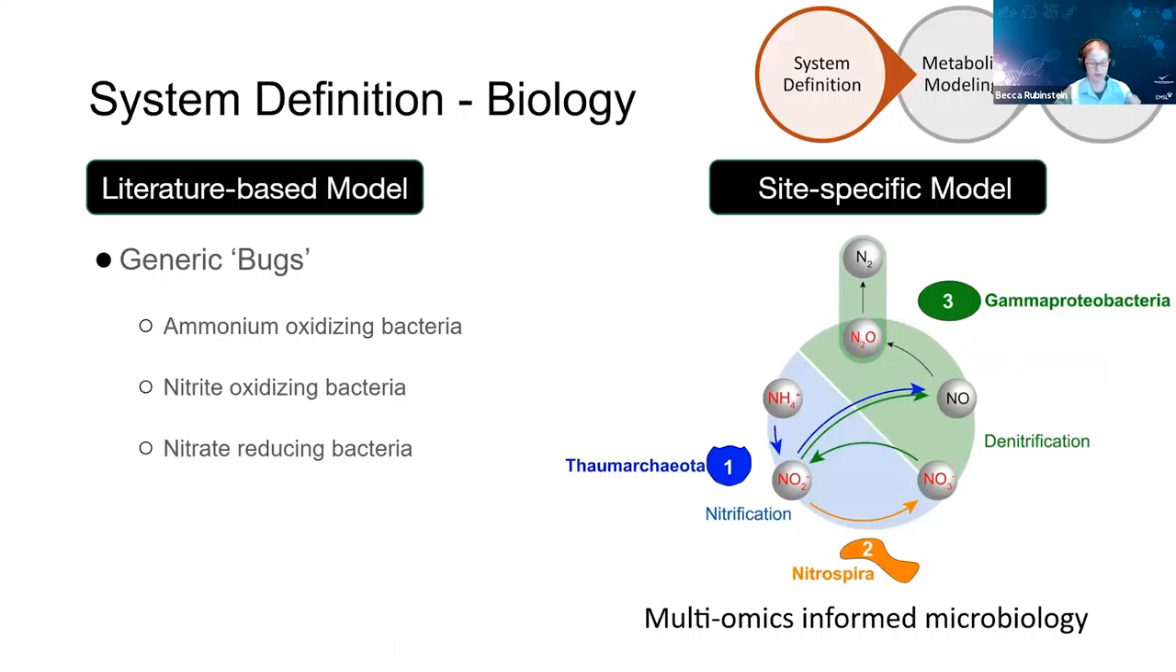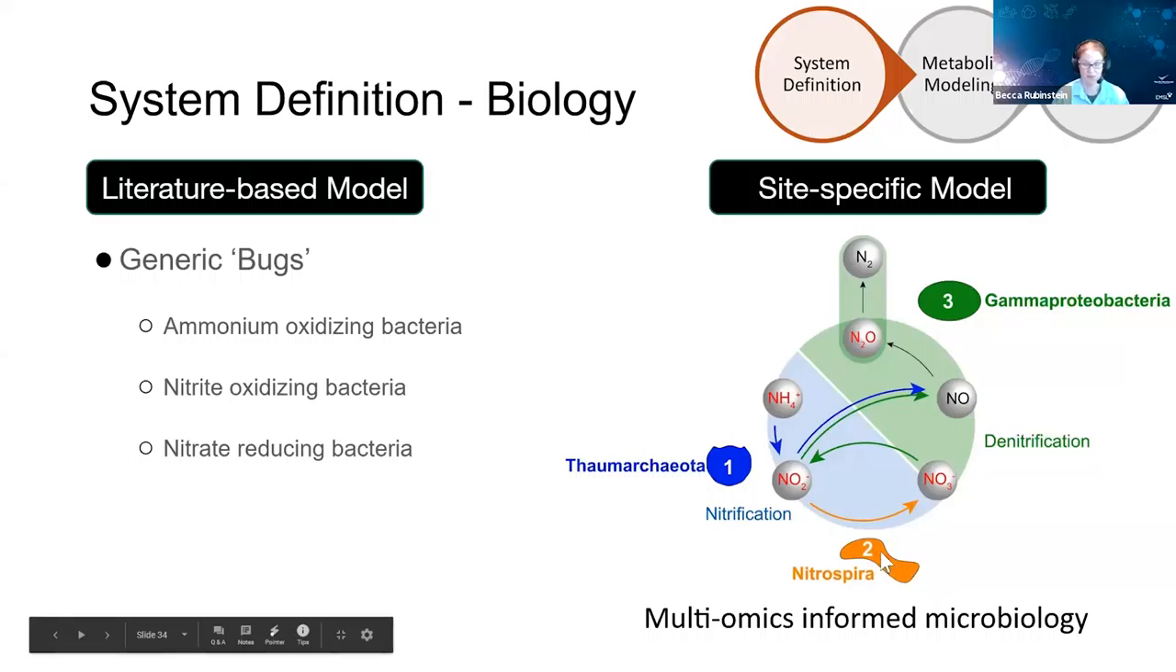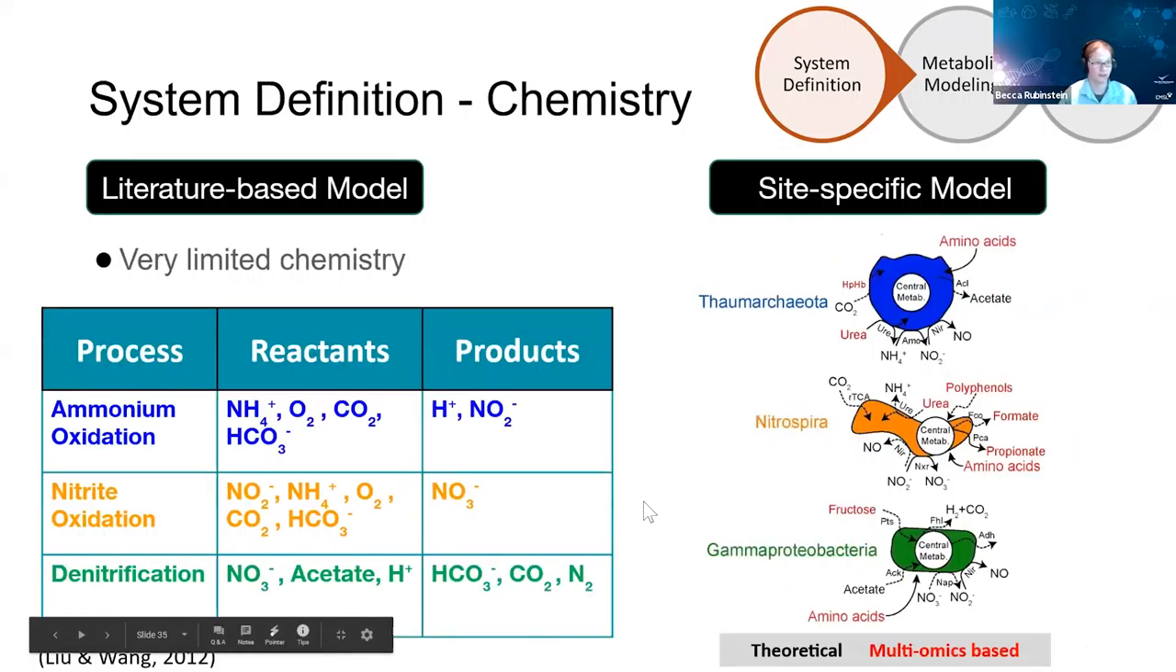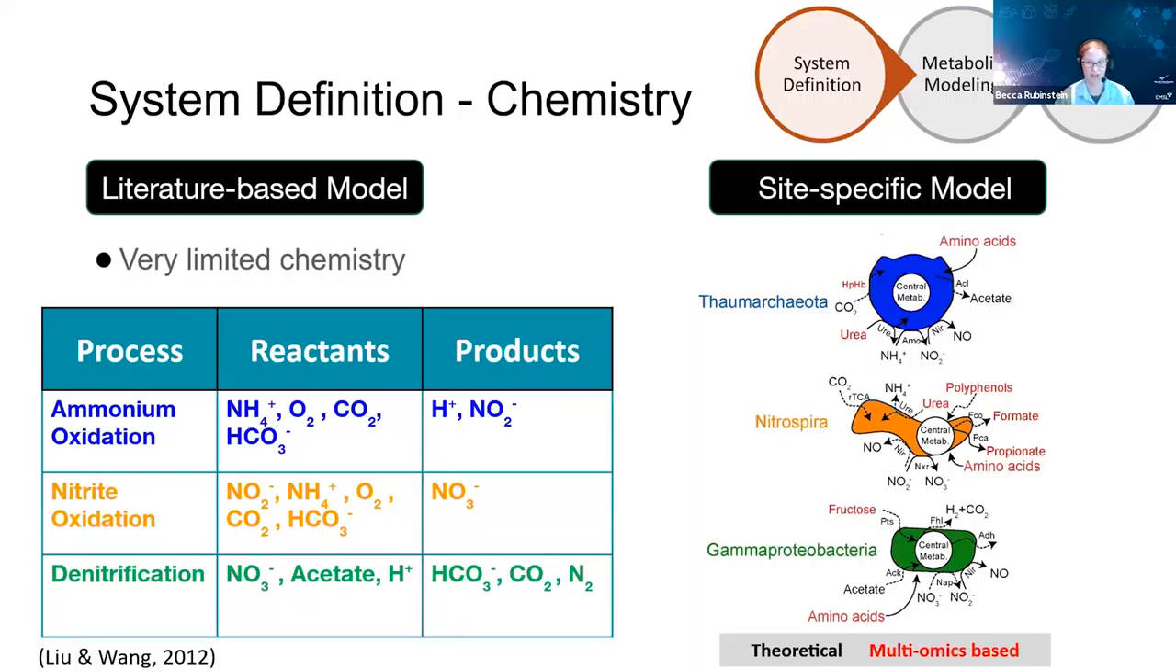And for comparison, we also used a sort of literature-based model of what you'd see in a standard textbook, very generic microbes, compared to, you can see, the site-specific model has very specific genomes, which we used in KBase to build models. The chemistry similarly is extremely simple on that classical textbook-style model, and again, very complicated in the realistic one, based on the Wrighton group's analysis.